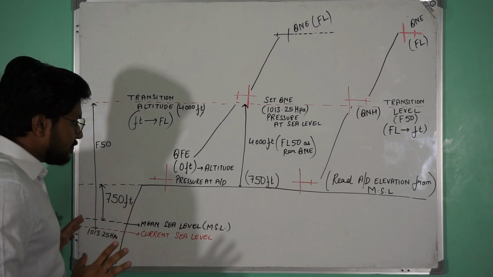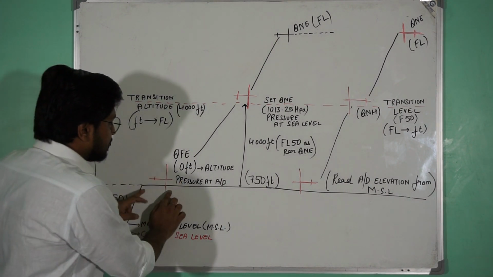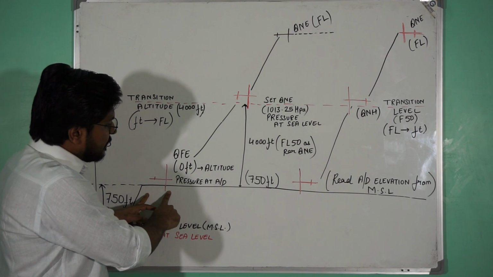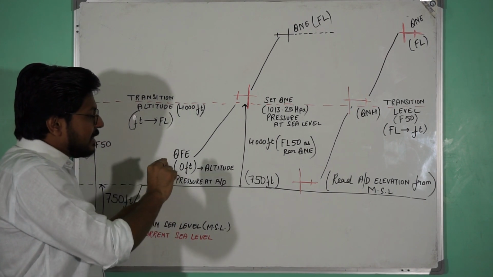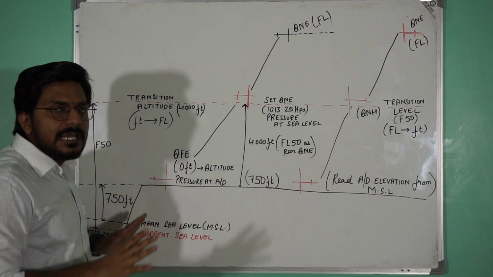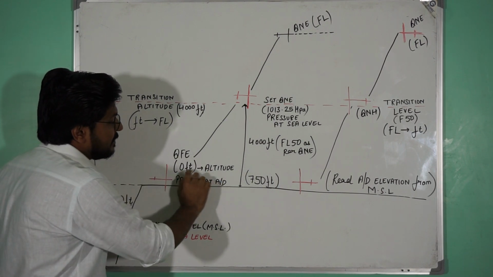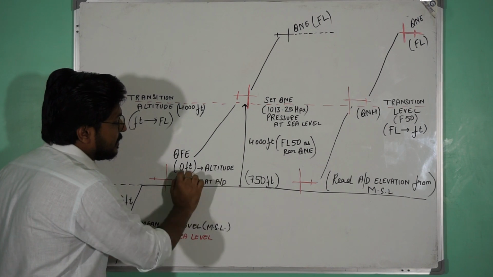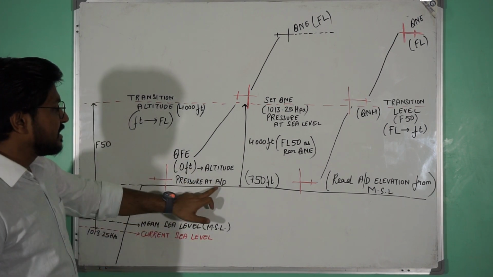Now we will go to this aircraft. This aircraft is at QFE setting, and right now this altimeter is showing 0 feet. The altitude is 0 feet. This is pressure at aerodrome.